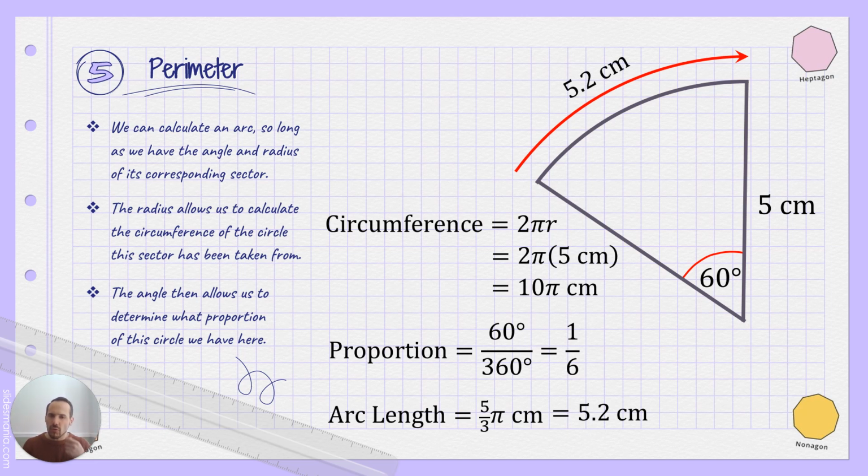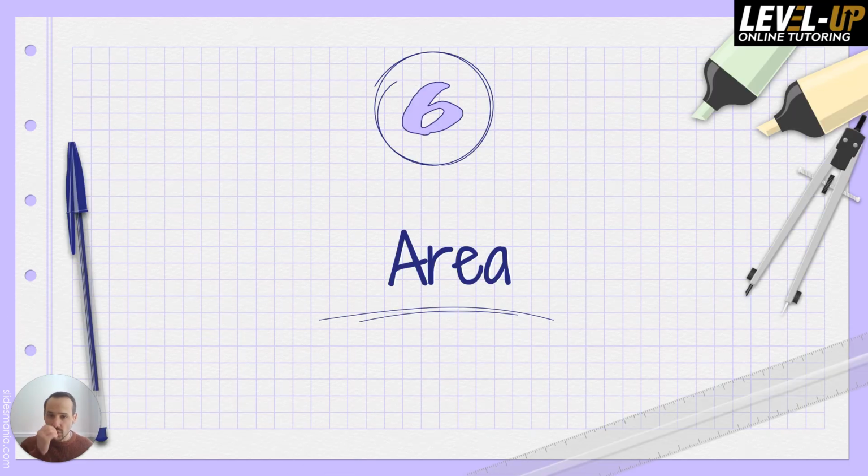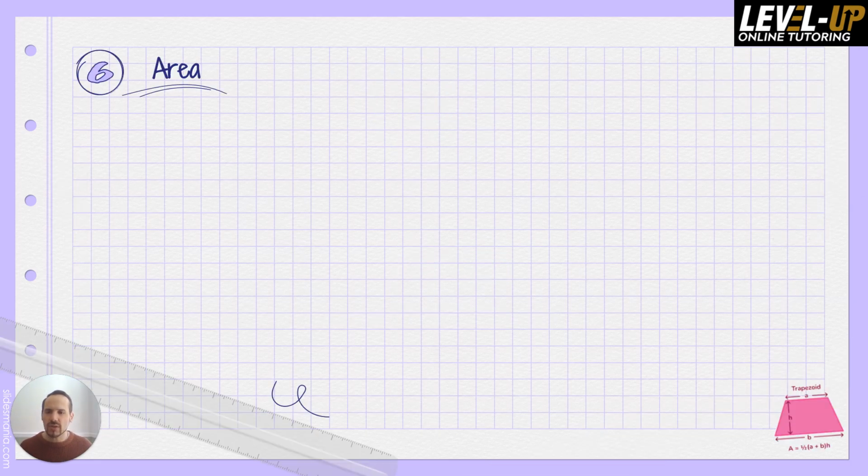Just apply the formula for calculating the full circumference, and then take the proportion of that full circle that we have here. That's why that relationship between degrees and the proportion of the circle that you have is very important to understand. So we're going to move on to area now. Last thing. So we've looked at a lot of distances. Now we're looking at areas.